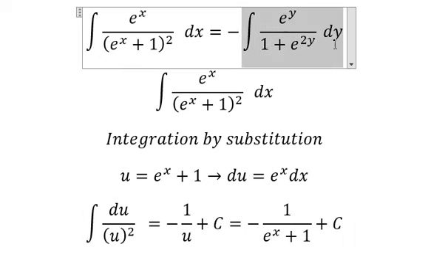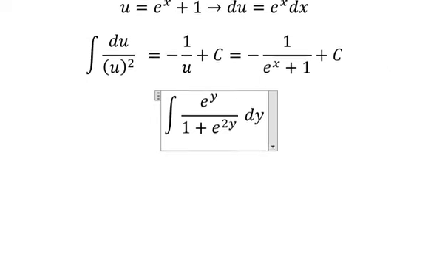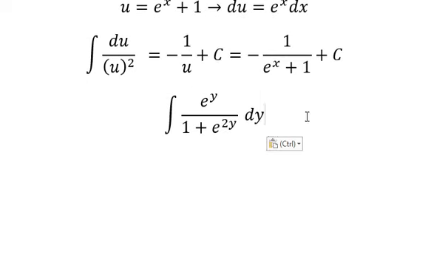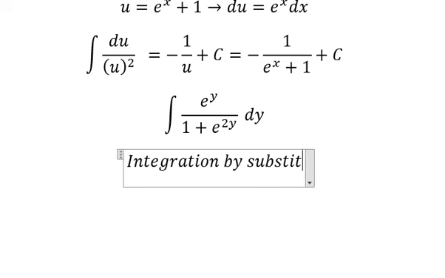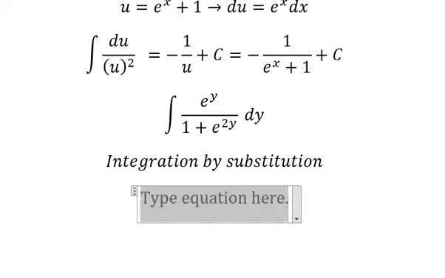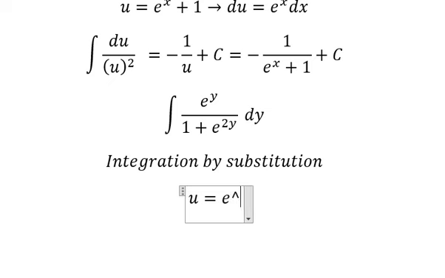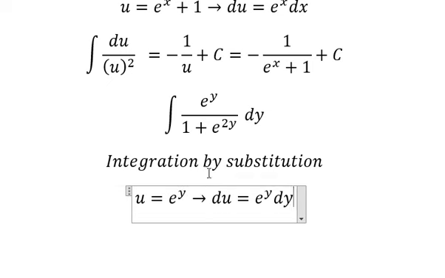Next, we need to go to this one. So we can use integration by substitution. So I will put u equals to e to the power of y. Later that, we need to do the first derivative for both sides, and we have like this.